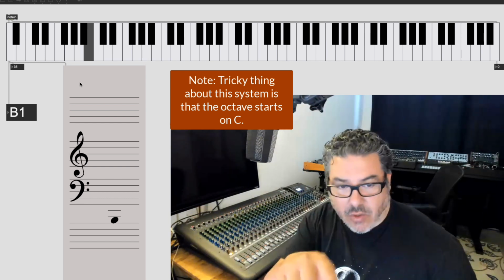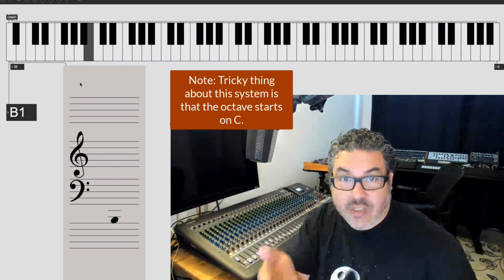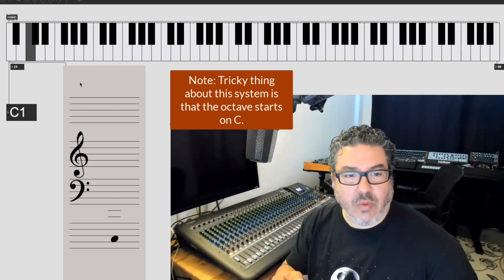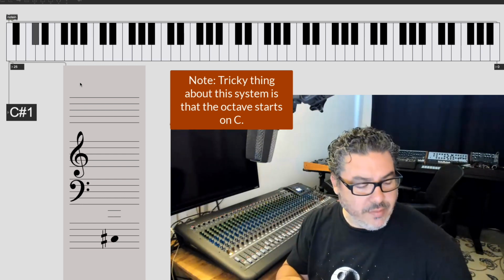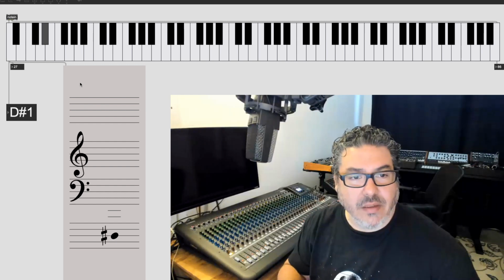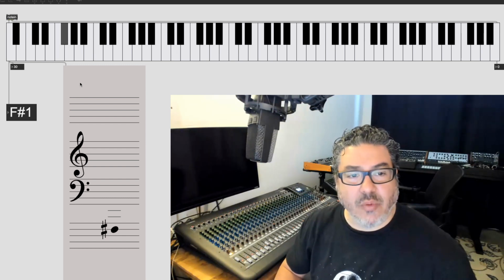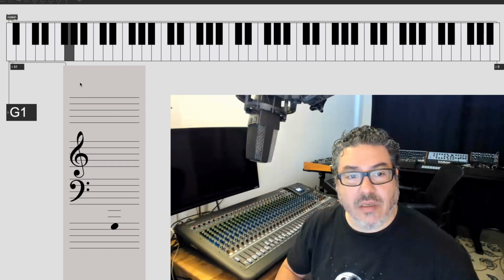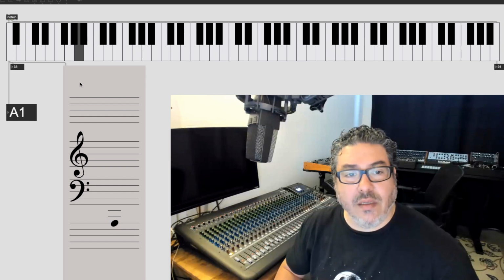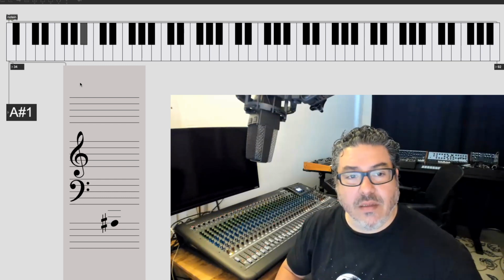You can notice the notation goes up as well. So here's C1, C sharp 1, D1, D sharp 1, E1, F1, F sharp 1, G1, G sharp 1, A1.